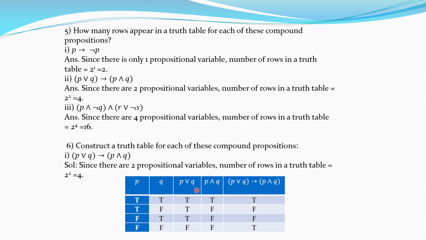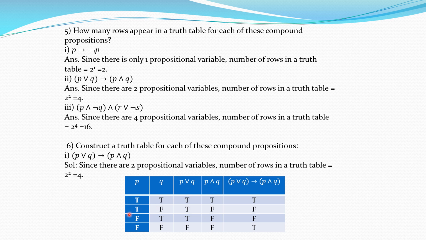Now, the next is (P or Q) implication (P and Q). Now, implication is false when the antecedent is true and the consequent is false. It means whenever P or Q has a true value and P and Q has a false value, then only we get a false value. So just find the values where P or Q is true and P and Q is false.